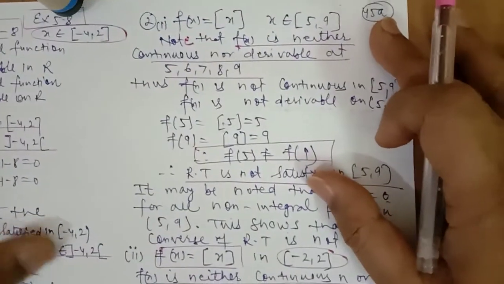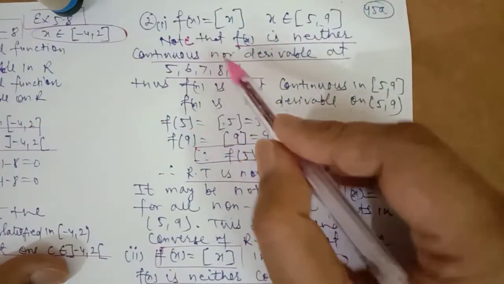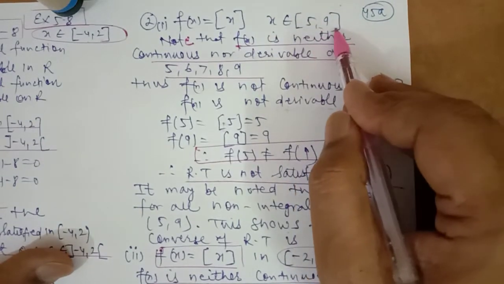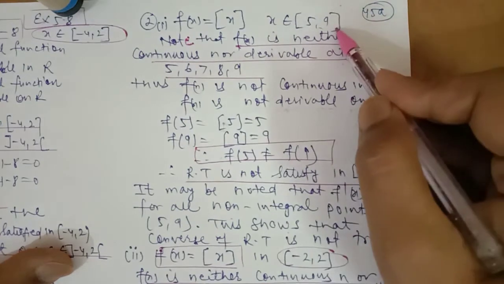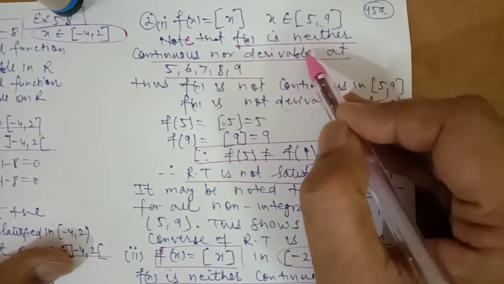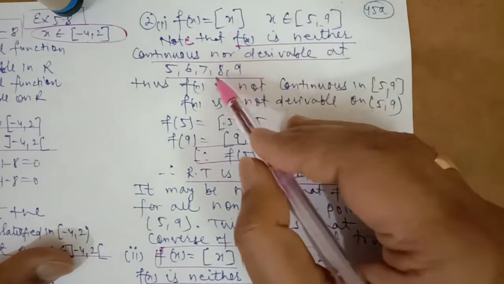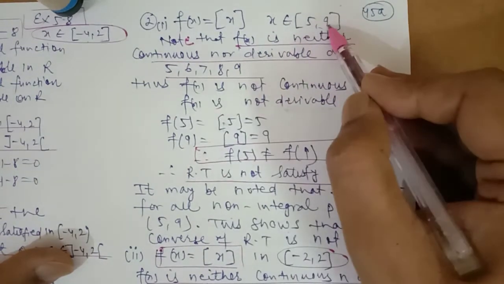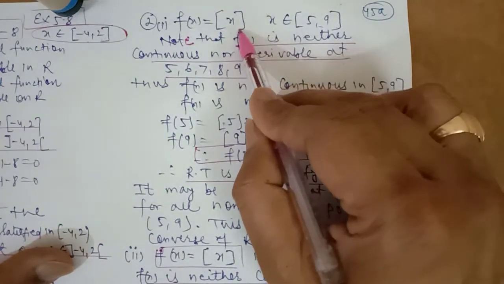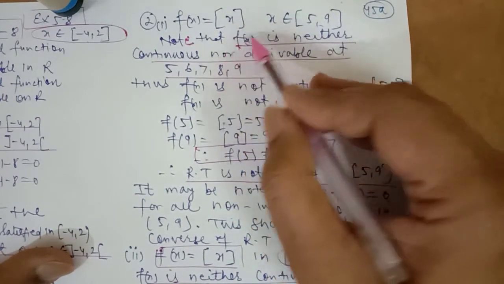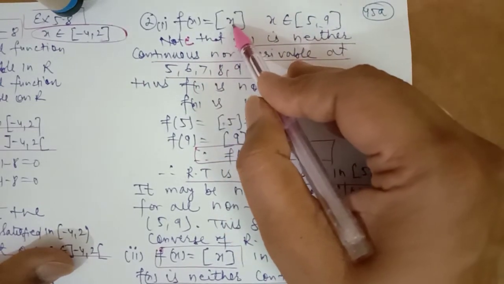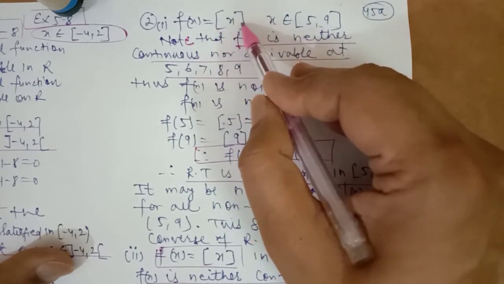Now let us take question number 2, which is given as this function, the greatest integer value function, and x belongs to the closed interval 5 to 9. You have to find whether it satisfies Rolle's theorem or not. Now we know that the greatest integer function is not differentiable at the integral points from 5 to 9. At integers, the greatest integer function is not continuous, because at any integral value, let us say 5 or 6, the left hand limit and the right hand limit of this function will not be equal.